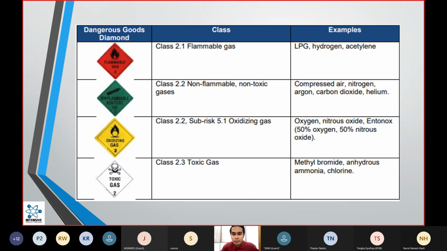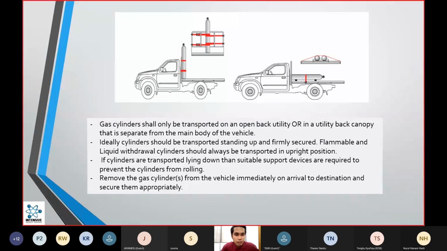And the last one: gas cylinders should only be transported on an open utility or in a utility canopy that is separate from the main body of the vehicle. Ideally, cylinders should be transported standing up and firmly secured. Flammable and liquid withdrawal cylinders should always be transported in an upright position.